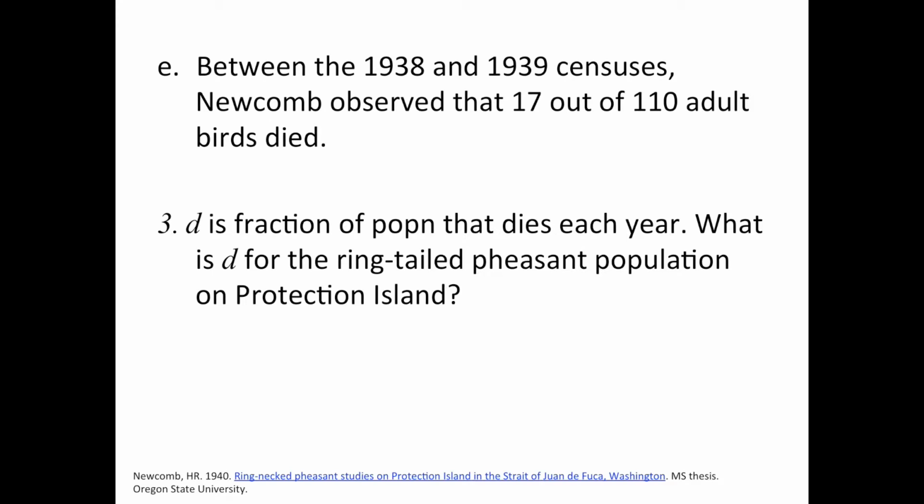So now that we've unpaused the video, one comment that I would have is that this thesis only provides information on the survivorship between 1938 and 1939. But had there been information for additional time periods, we could calculate D for each of the year periods that we have and then take the mean of that, and that would be a better, more robust estimate of what D is.